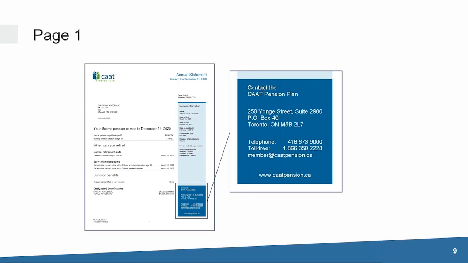In the bottom right-hand corner of the statement, we have the plan's contact information, which provides the plan's mailing address, direct telephone number, toll-free telephone number, email address, and our website address.